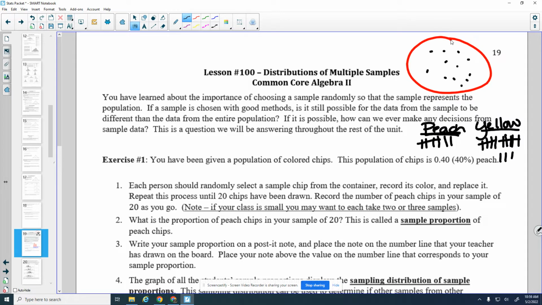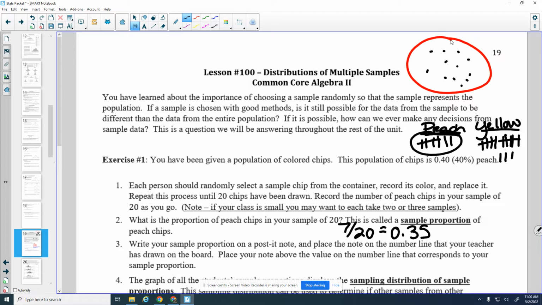Okay. So after picking 20, and each time you put it back in and you pick a new one, the number of peach chips in your sample was 7. So the proportion of peach chips here, we have 7 out of 20. The sample was 20, which is 0.35. So we call that a sample proportion. It means 35% of the chips we picked were peach.